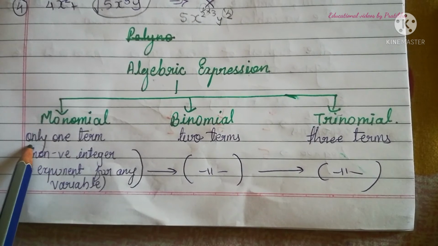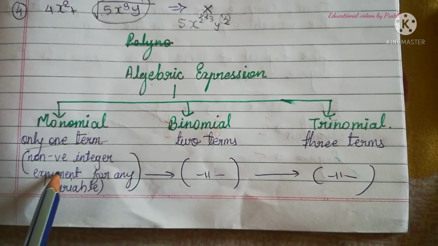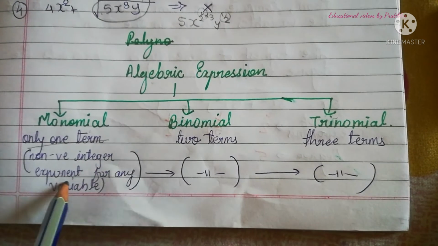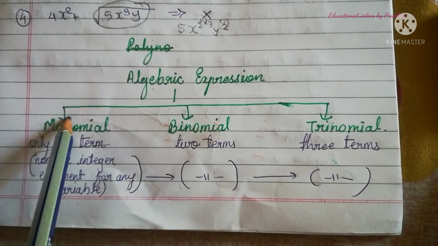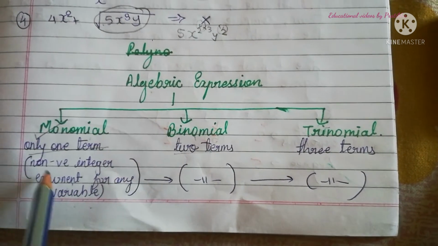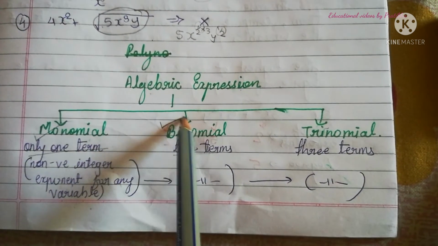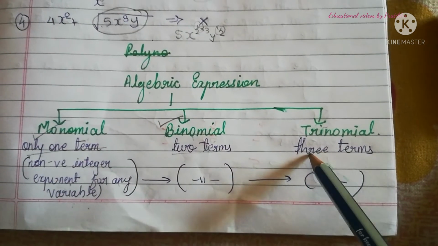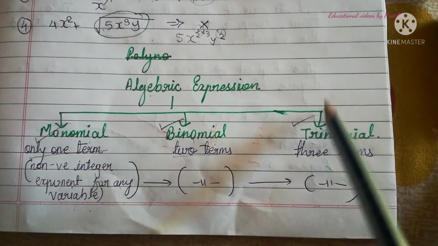Based on number of terms, algebraic expressions are classified as monomial, binomial and trinomial. Monomial means they have only one term and non-negative integer exponent for any variable. Whatever variable is there, it should not have a negative exponent. Then binomials have two terms with the same condition, non-negative integer exponent for any variable, and trinomial means three terms are there in that algebraic expression.